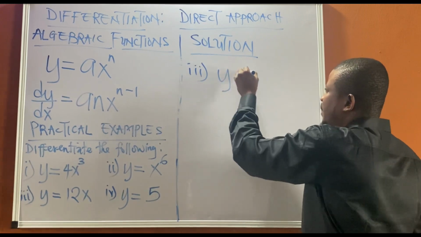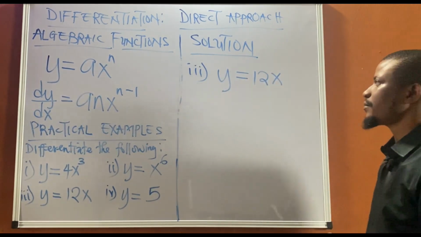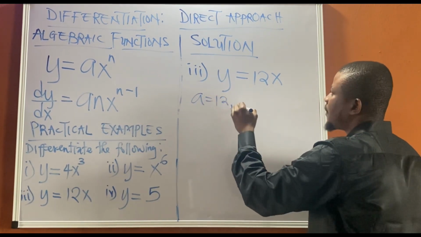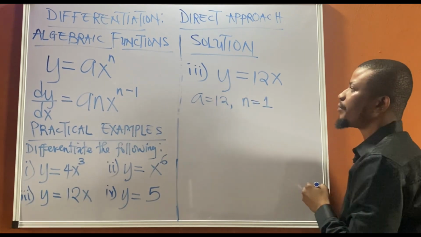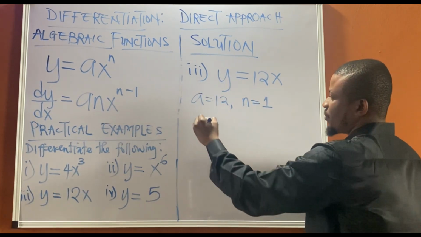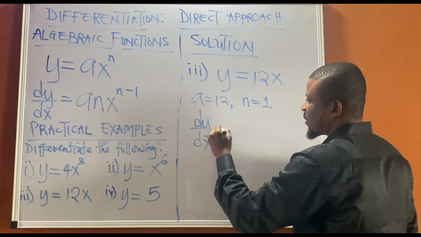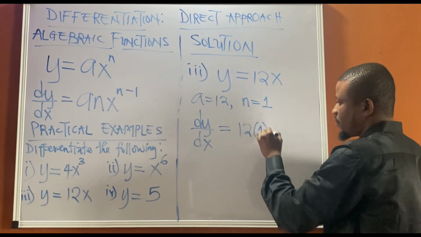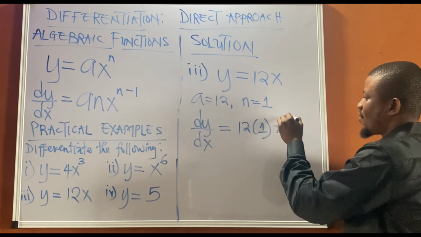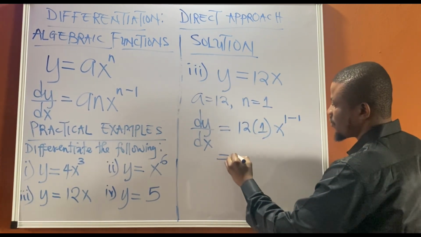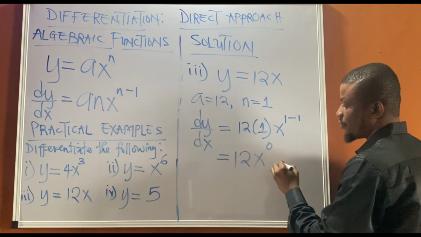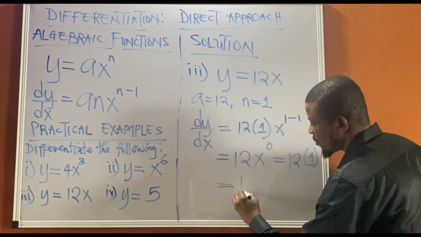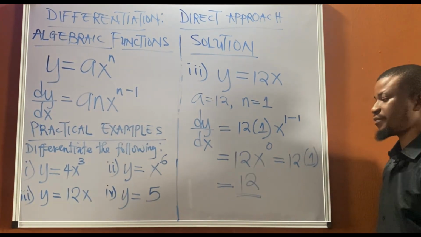The next example, we have y equal to 12x. In this particular question, our a here is 12, our n is 1. And so applying direct differentiation, we have dy dx equal to an, that's 12 times 1, then x n minus 1, 1 minus 1. This gives us 12x raised to power 0. X raised to power 0 is 1, so this is 12 times 1, which gives us 12. dy dx is 12.